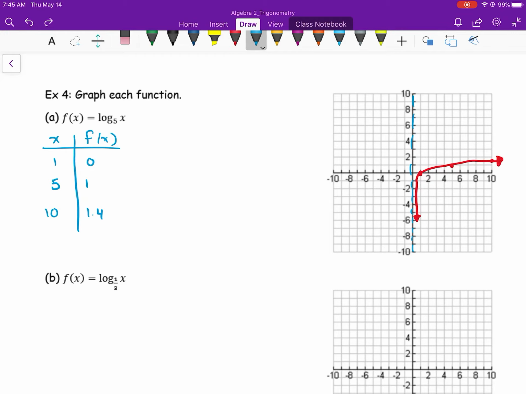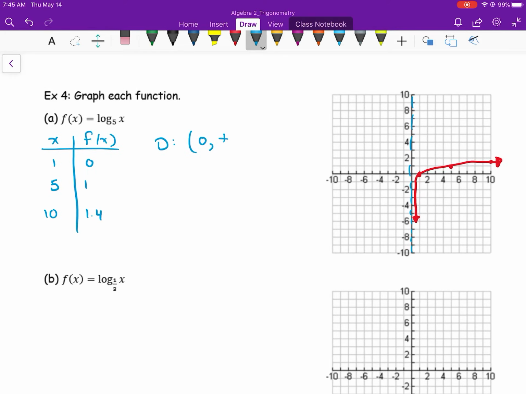Alright, domain is from my vertical asymptote, which is 0, and we're going to the right, so that's positive infinity. My range, all real numbers, negative infinity, positive infinity. Remember, this is interval notation.